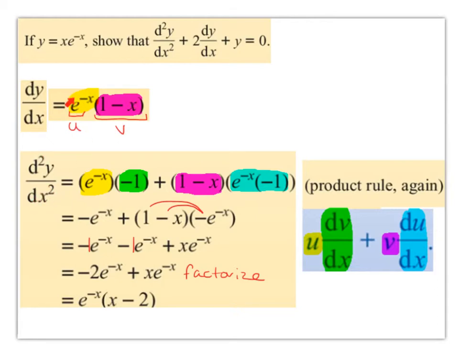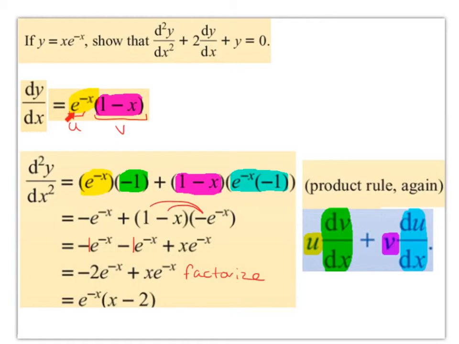since these two things are stuck together, they're multiplied, we're going to have to use the product rule again, which is u dv/dx plus v du/dx, where u is e^(-x) and v is 1 - x. So u is e^(-x), so we just write that down with brackets. We multiply that by dv/dx, the derivative of v. Well, the derivative of 1 is 0, the derivative of -x is -1, so we have -1 in brackets. Then we have a plus. Then we have v, which is (1 - x) with brackets, and we want to multiply that by the derivative of u, so du/dx.